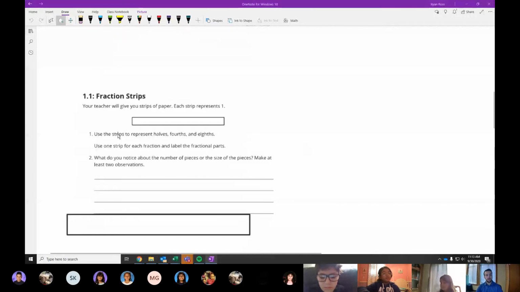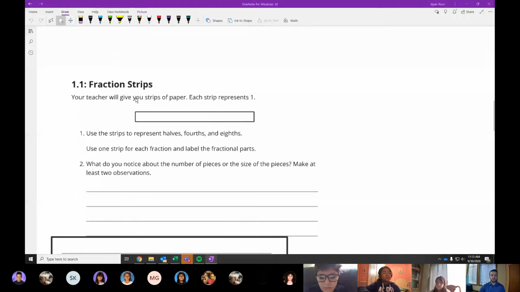Let's look at what we're going to do with this. So 1.1, fraction strips. Your teacher will give you strips of paper. Each strip represents 1. Like I said, I can't give you that, that's why I had you draw those 4 rectangles for me. Each strip represents 1.